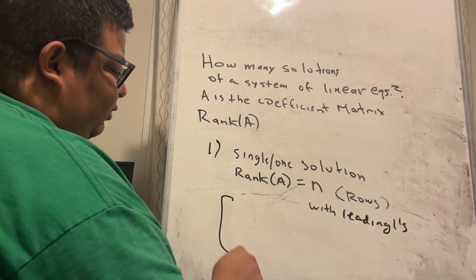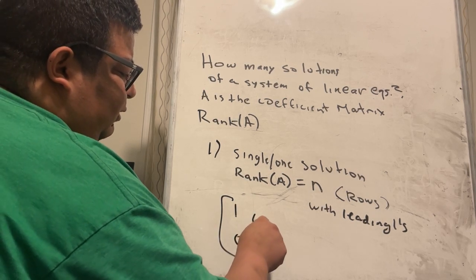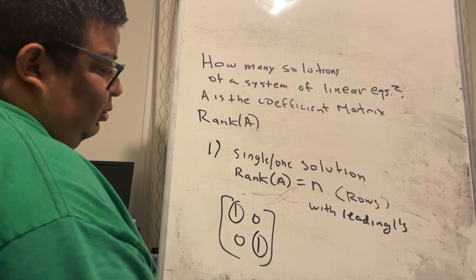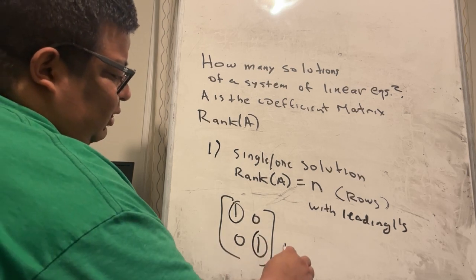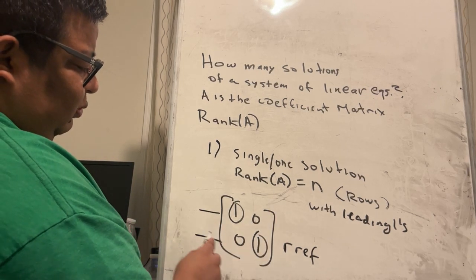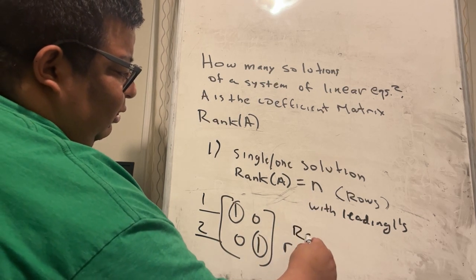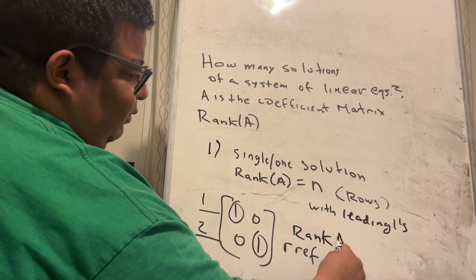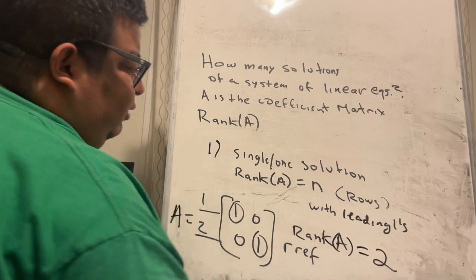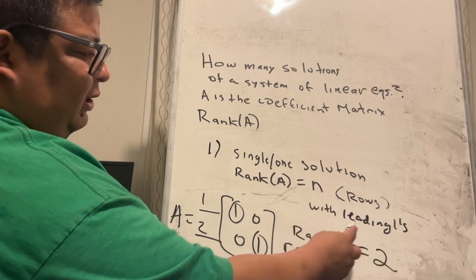So for example, we have something like this: 1, 0, 0, 1. How many leading ones? We have 1, 2. And this matrix is in RREF. How many rows do we have? 1, 2. That means that the rank of A, if this is your A, will be 2. And that means that for one solution, it will always have n leading ones.